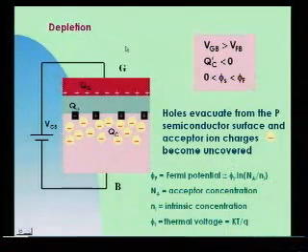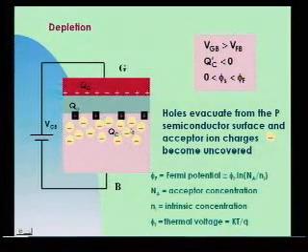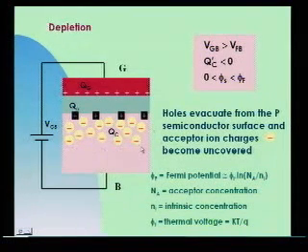In the depletion regime, VGB minus VFB is positive, but still not enough to invert the channel. It will push away the holes, and the ionized acceptor atoms will be uncovered, their charges will be uncovered. And so we have this depletion region here.